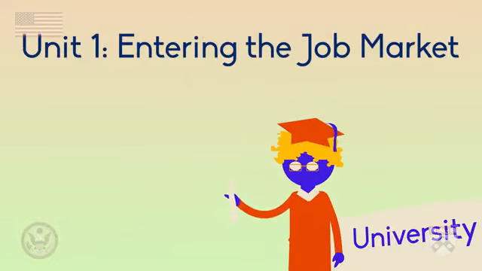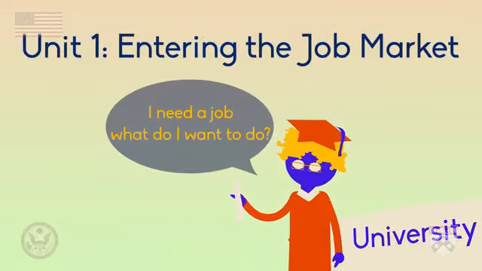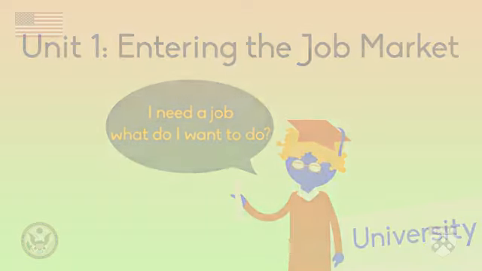In Unit 1, Entering the Job Market, we will review how people begin looking for a job in the United States. Our language goals will focus on present tense verbs and compare and contrast structures. Our content goals will help you identify your skills and interests and read job advertisements.